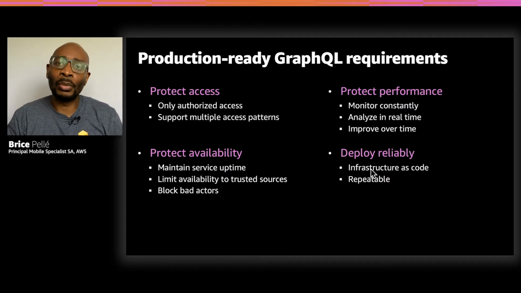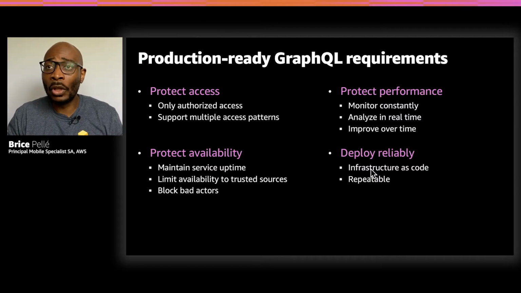You also want to be able to protect the performance. And protecting performance starts by making sure that you can actually monitor what is going on with your API. So monitoring constantly is really important. You want to be able, if need be, to also analyze in real time. So tracing the calls to your API, tracing the different components that are involved in resolving a field in your schema is also very important. And when you've got those two things set up and figured out, you want to be able to improve over time. You want to be able to fine-tune your resolvers and your API to provide that performance.